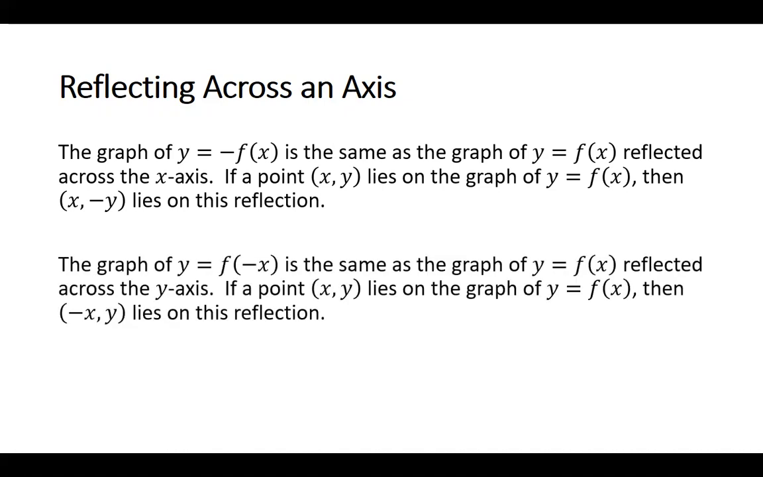The graph of y equals f of negative x is the same as the graph of y equals f of x reflected across the y-axis. If a point (x, y) lies on the graph of y equals f of x, then (negative x, y) lies on this reflection. So now if you look at that, we're negating the input. And so that's affecting it horizontally.